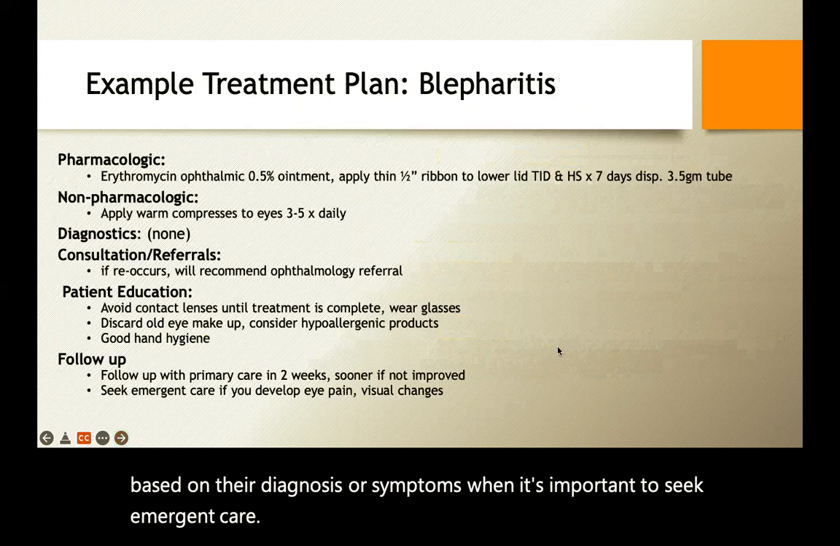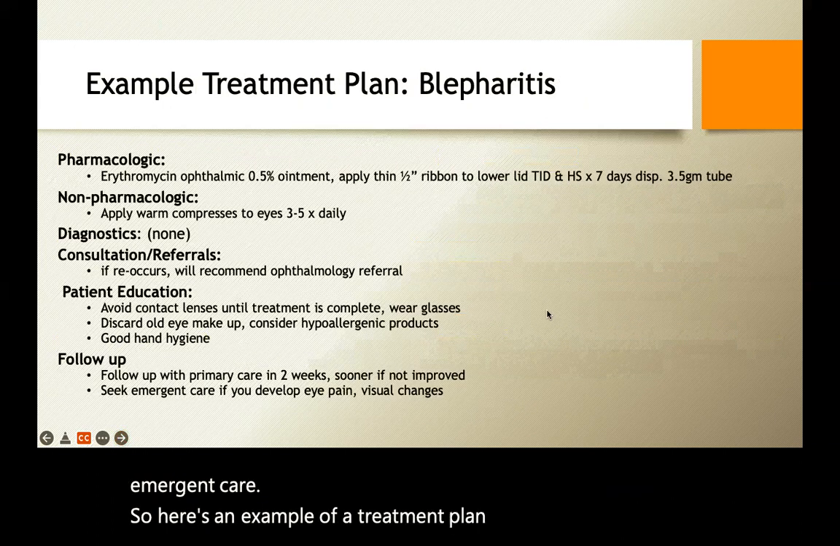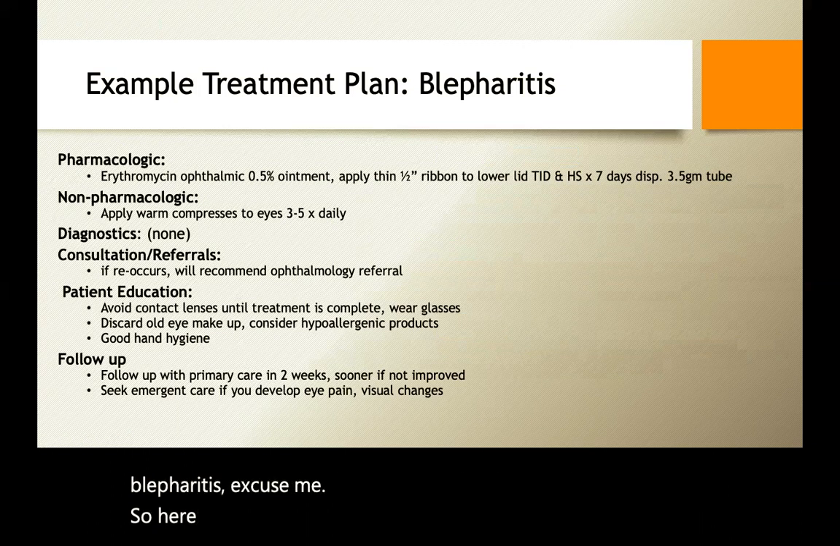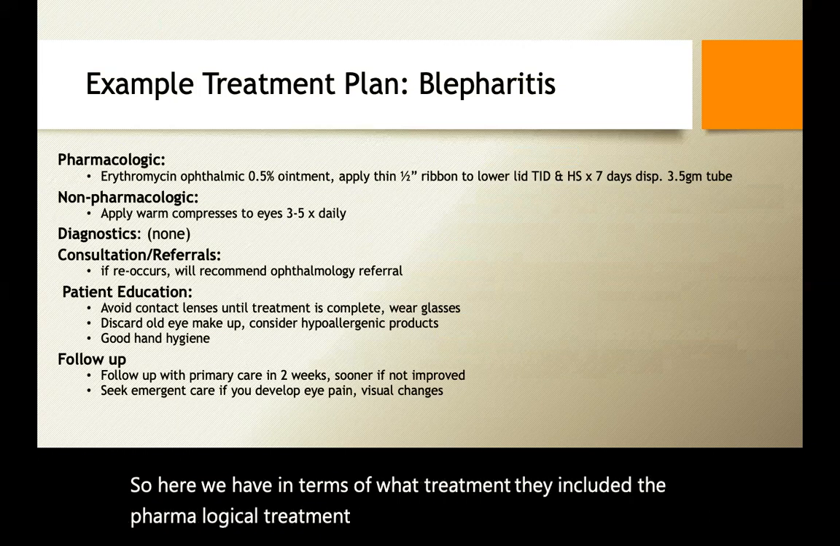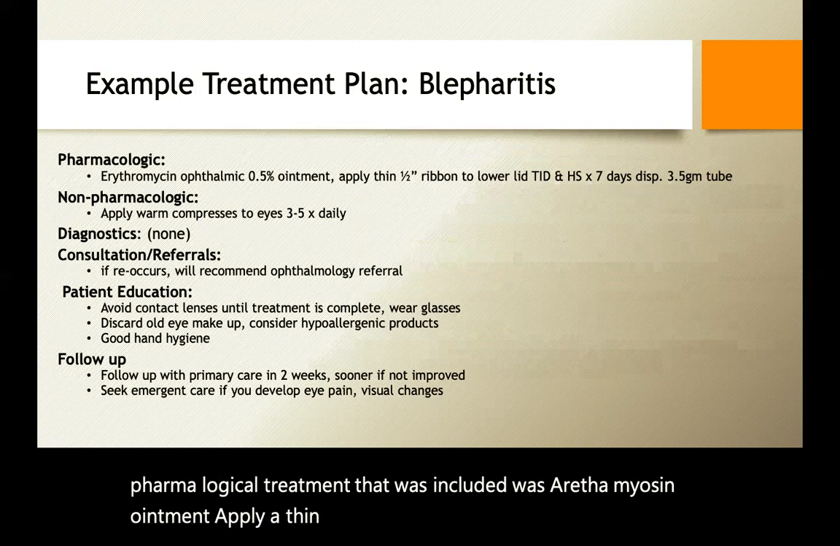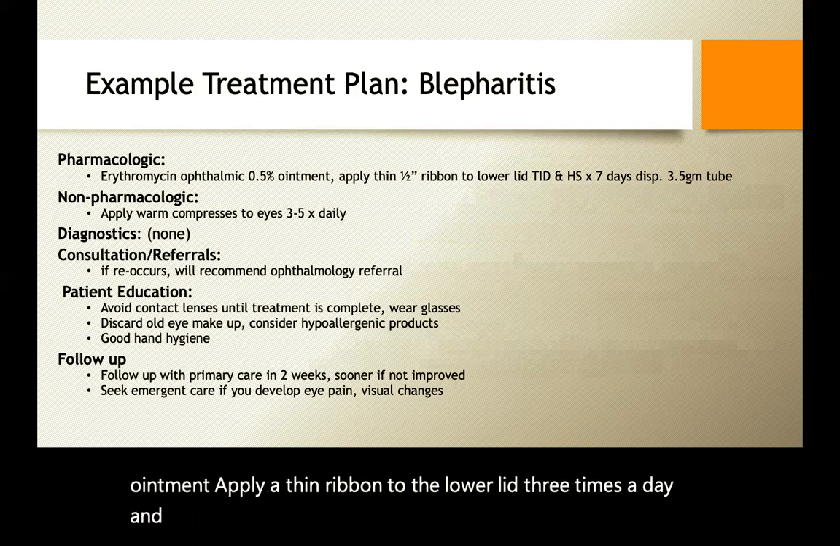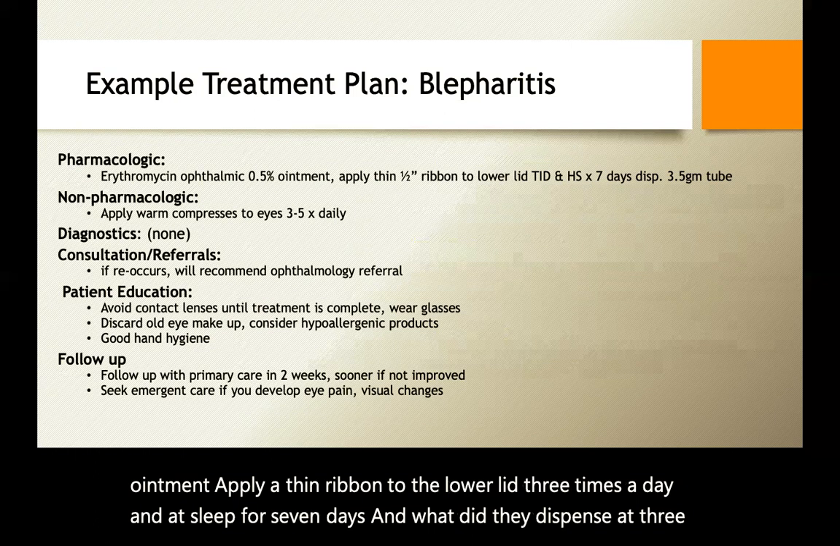Okay, so here's an example of a treatment plan for blepharitis, excuse me. So here we have, in terms of what treatment they included, the pharmacological treatment that was included was erythromycin ointment, apply a thin ribbon to the lower lid 3 times a day and at sleep for 7 days. And what did they dispense? A 3.5 gram tube. Okay, great.